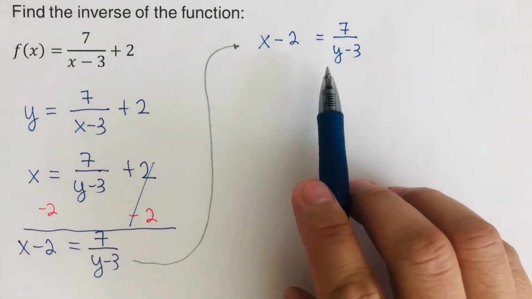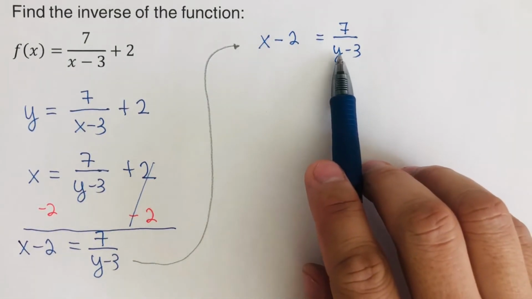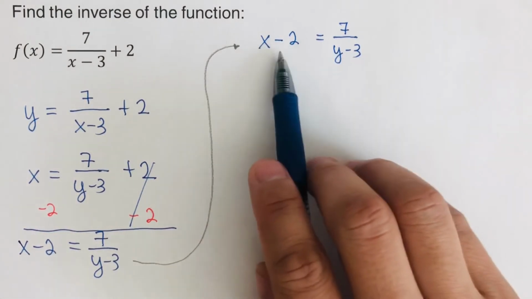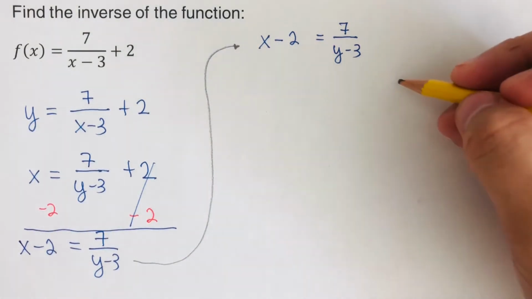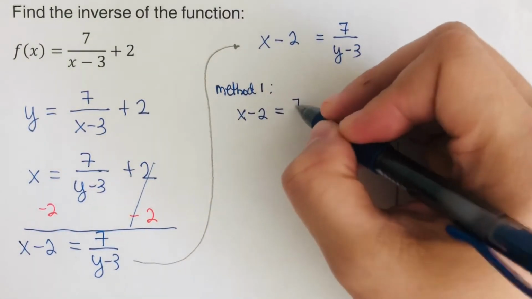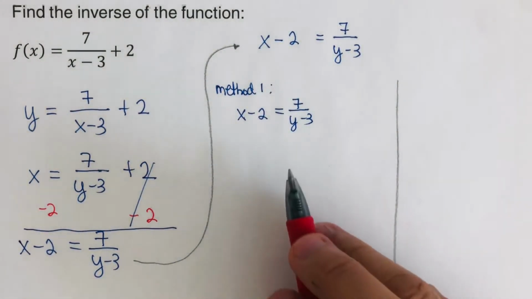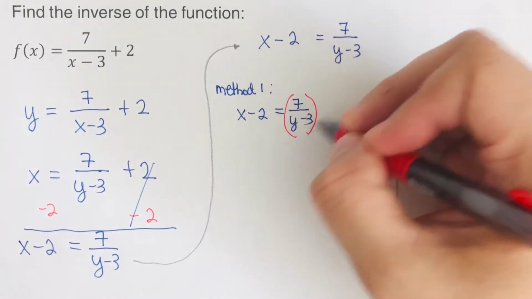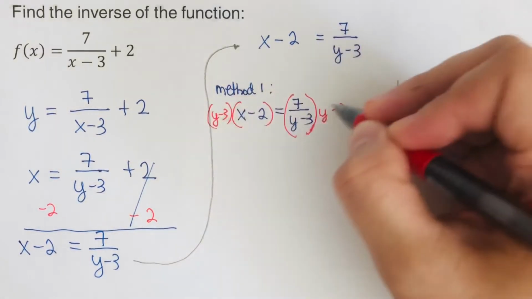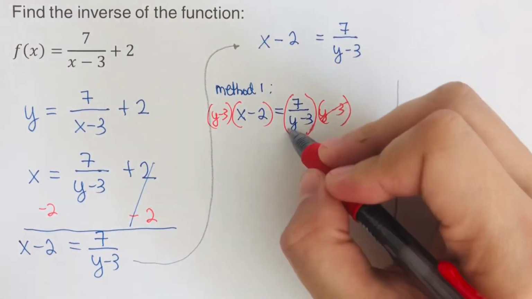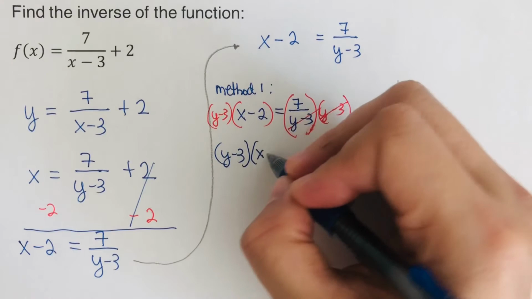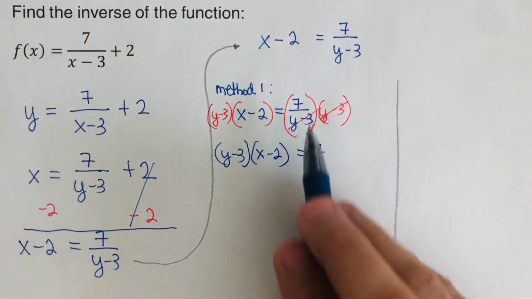From here, we can go ahead and use two methods. We can multiply both sides by y minus 3, or we can use the cross multiplication by putting over 1 to this. So I will show two methods here. So for the first method, I can go ahead and multiply both sides by y minus 3 and multiply this by y minus 3. So then we can go ahead and cross the y minus 3 out. We are left with y minus 3 times x minus 2 equals 7 is the leftover on this side.